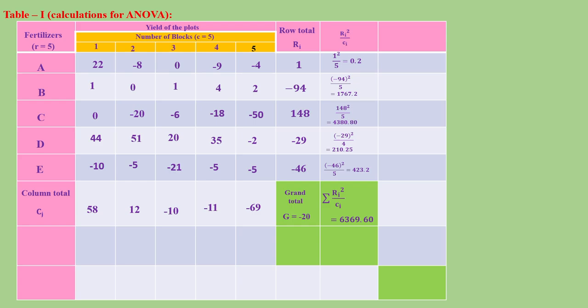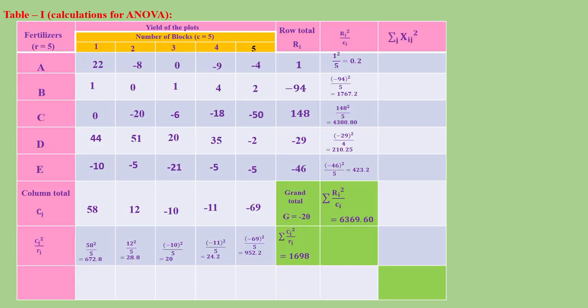So add up all the numbers in that particular column. You will get 6369.60. Then Cj square by Rj. So first column total is 58, 58 square by 5, 672.8. Then 12 square by 5, 28.8. Minus 10 square by 5, 20. Minus 11 square by 5, 24.2. Minus 69 square by 5, 952.2. Then the summation of Cj square by Rj is equal to 1698.